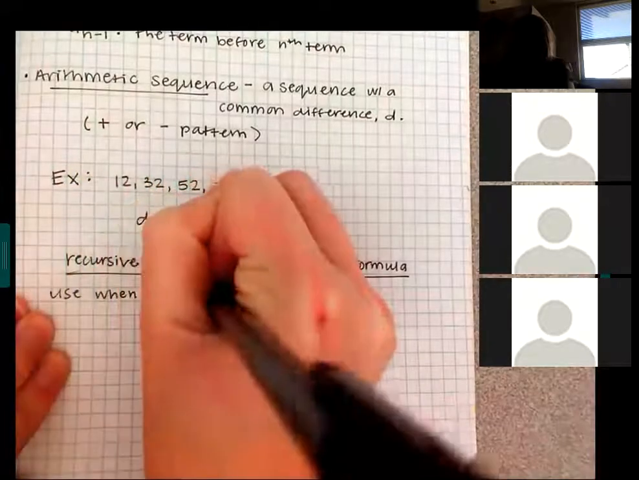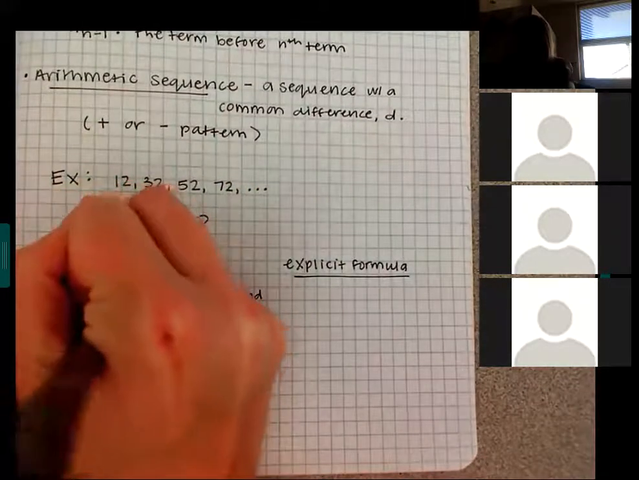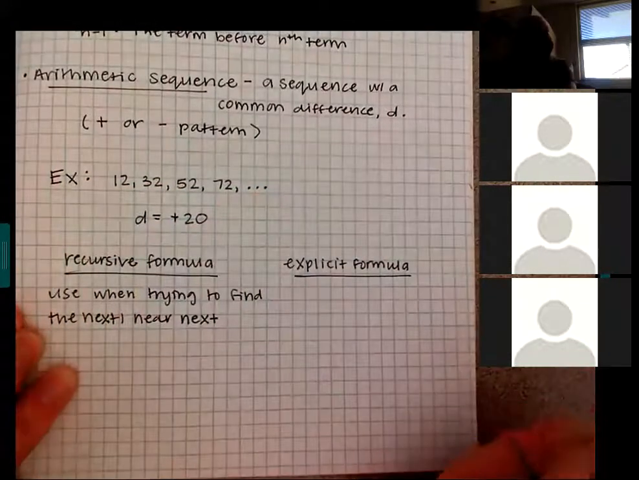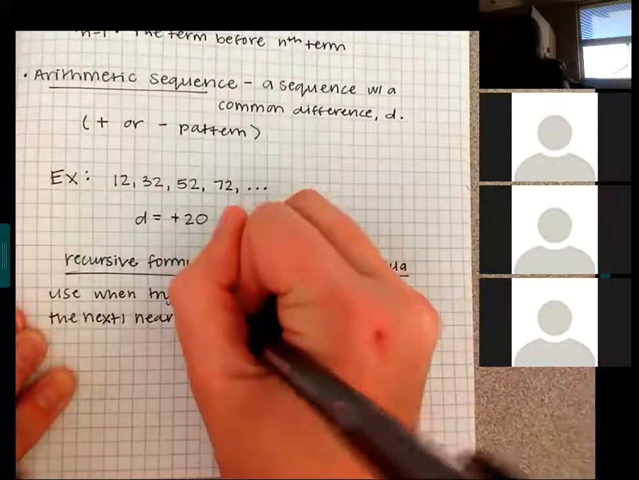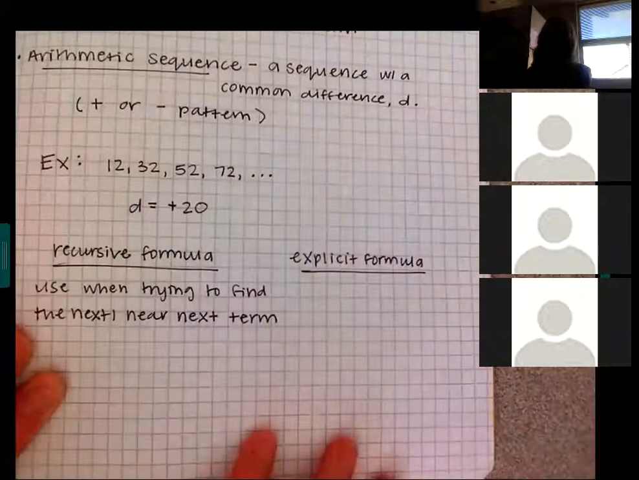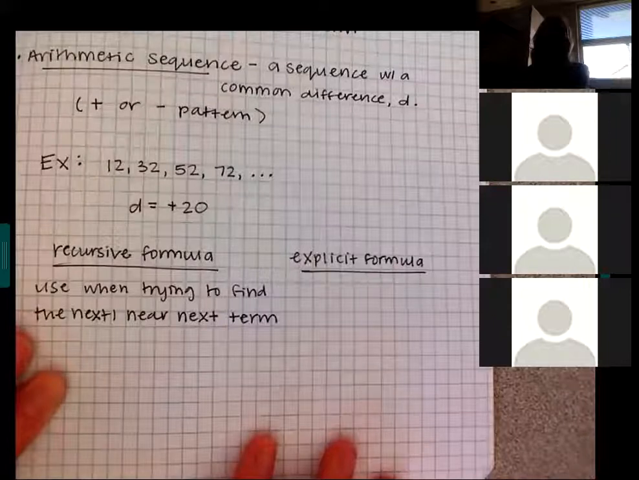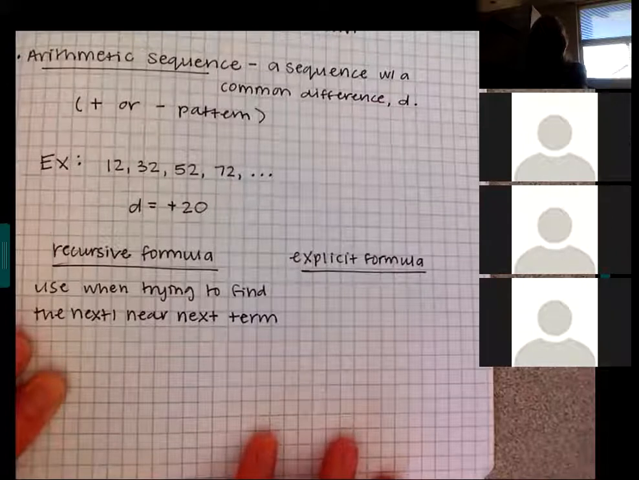Okay, so a recursive formula is what we use when trying to find the next or near the next term. So if I asked for the 5th, the 7th, even the 10th or 12th, you could just keep adding 20, right? That'd be pretty easy. An explicit equation or an explicit formula is what you would use if I said find the 102nd. Because you're not going to sit there and add 20 102 times.